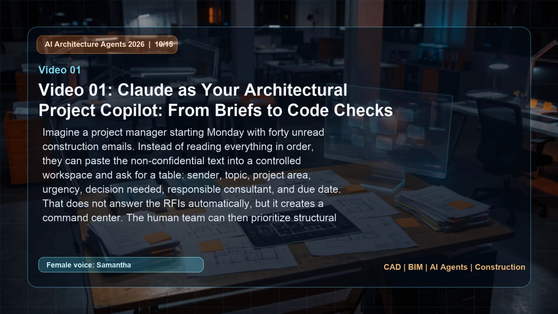Imagine a project manager starting Monday with 40 unread construction emails. Instead of reading everything in order, they can paste the non-confidential text into a controlled workspace and ask for a table: sender, topic, project area, urgency, decision needed, responsible consultant, and due date. That does not answer the RFIs automatically, but it creates a command center. The human team can then prioritize structural questions, long lead product issues, client decisions, and site safety concerns. This is one of the strongest uses of Claude, turning communication overload into a structured action list.